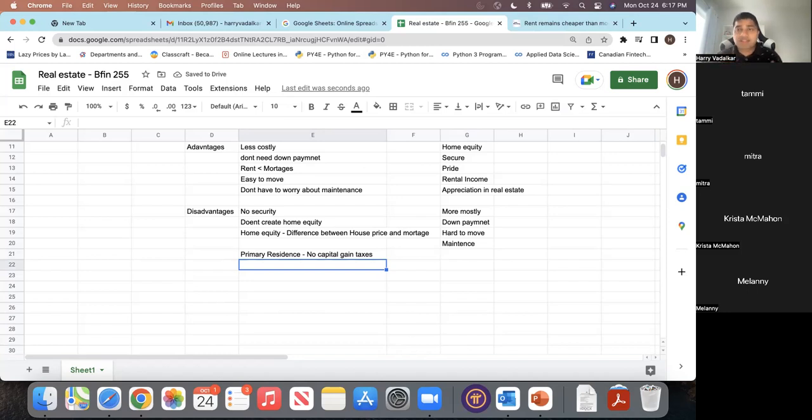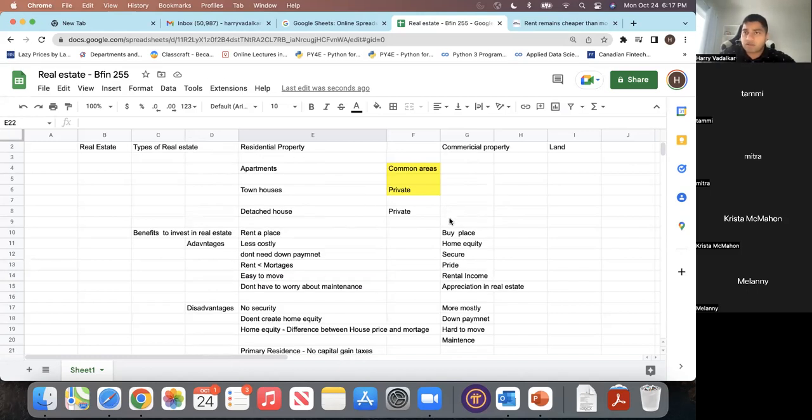So when you sell that property, you get a primary residence tax exemption. So you do not have to pay taxes on that primary residence. But if you sell your secondary residence and make some money on it, then you do have to pay capital gains taxes. So this is one of the big advantages of buying a house, especially a primary residence, that it is not taxed.